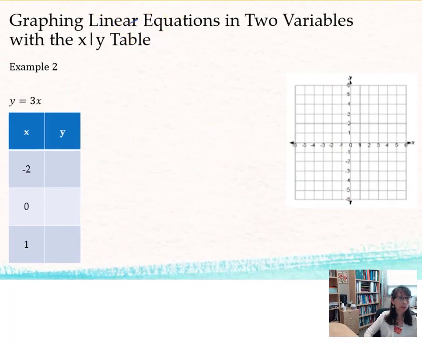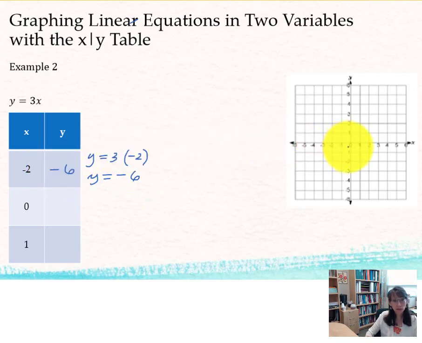In our next example, we have y equals 3x. So that looks a little bit different from our last linear equation, but we have both variables, x and y, appearing. So again, we're just going to substitute the given x value. So we would have y equals 3 times negative 2. That means y is equal to negative 6. So the first ordered pair to plot is negative 2, negative 6.